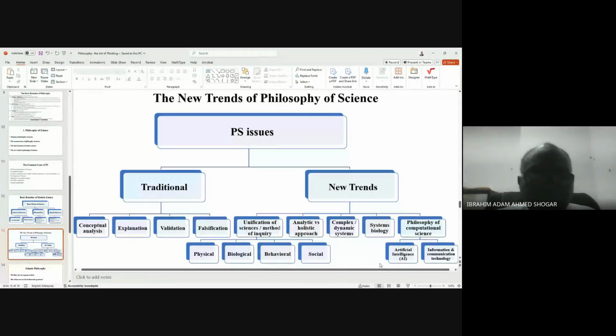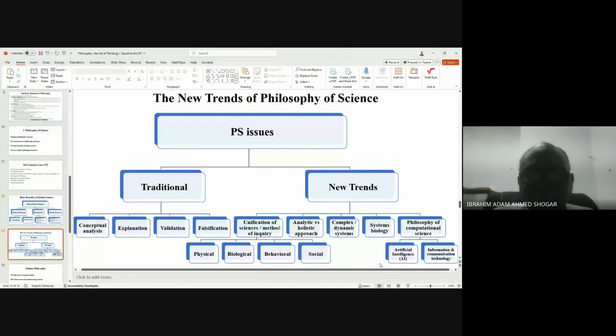Number one is conceptual analysis. Okay, to analyze a concept, like the concept of philosophy, the concept of philosophy of science, the concept of theory. To make this analysis, they consider it traditionally a topic of philosophy of science.